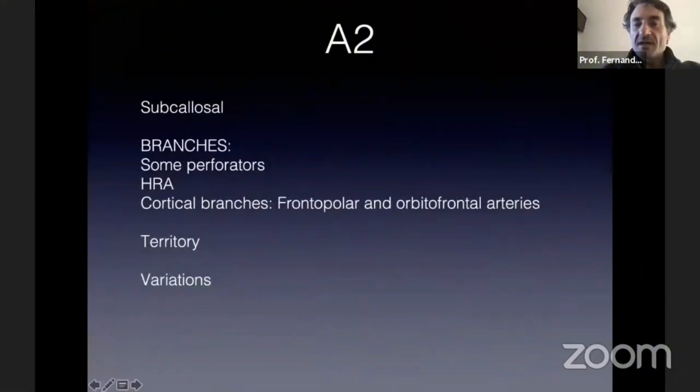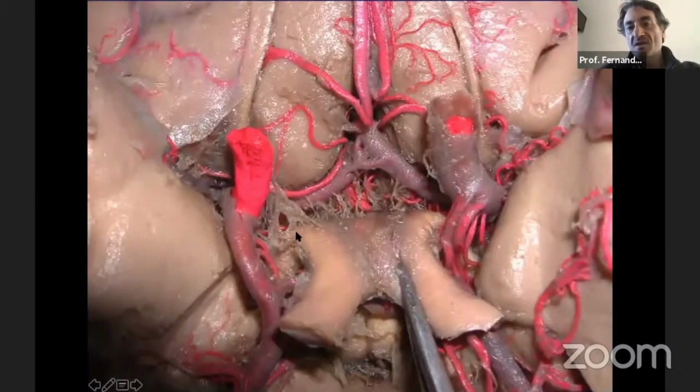The A2 segment is the subcallosal segment. It gives some perforator branches, the recurrent artery of Heubner, and two cortical branches named the frontopolar and orbitofrontal arteries. We can see the A1 segment again and the recurrent artery of Heubner. This is also the recurrent artery of Heubner, believe me.